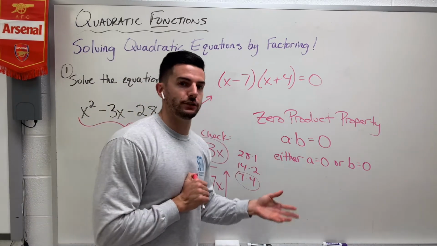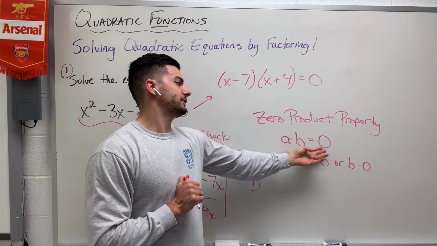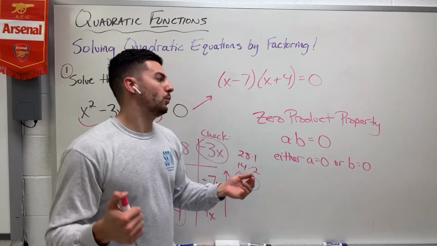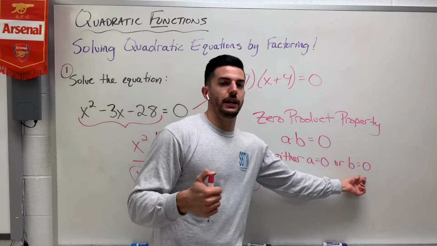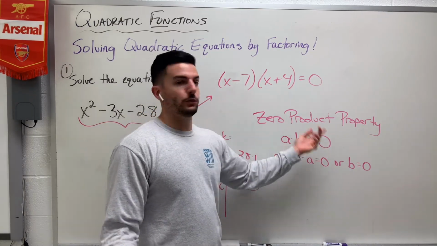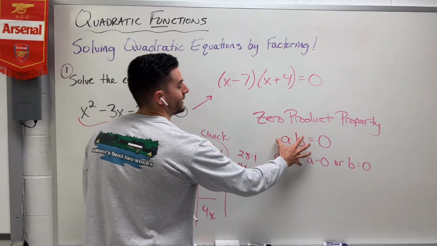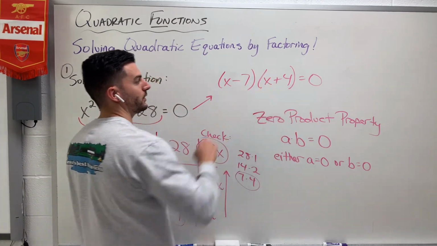But if you're multiplying two things together, any two things, and the answer is 0, that means that one of the two things that you're multiplying has to be equivalent to 0. Otherwise, if you multiplied them, it wouldn't equal 0. And so notice what I have up here, applying the zero product property to this up here.